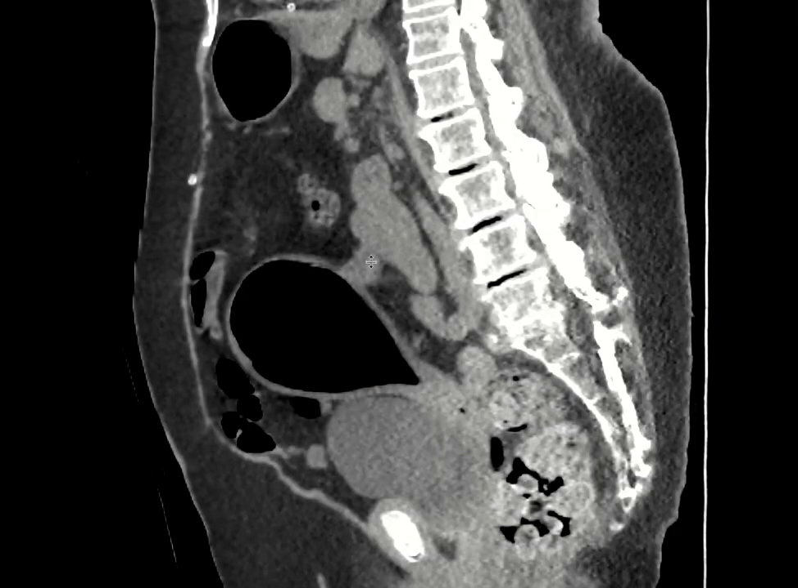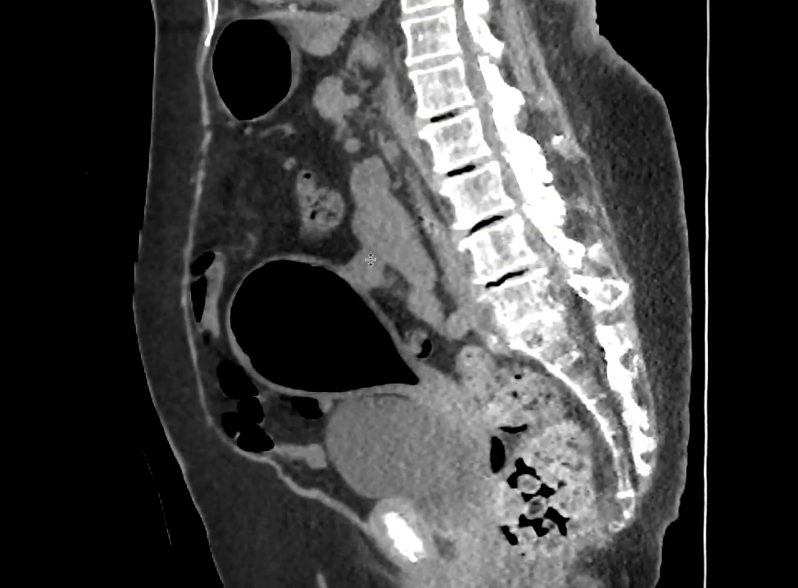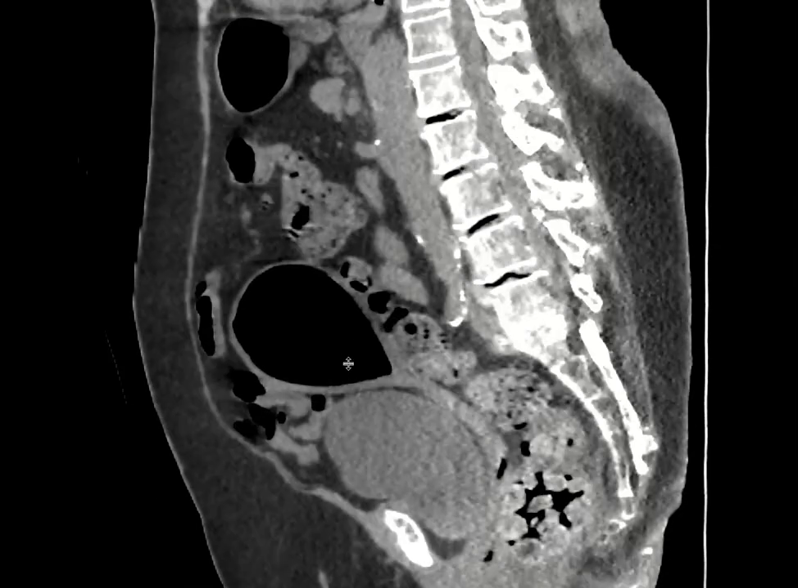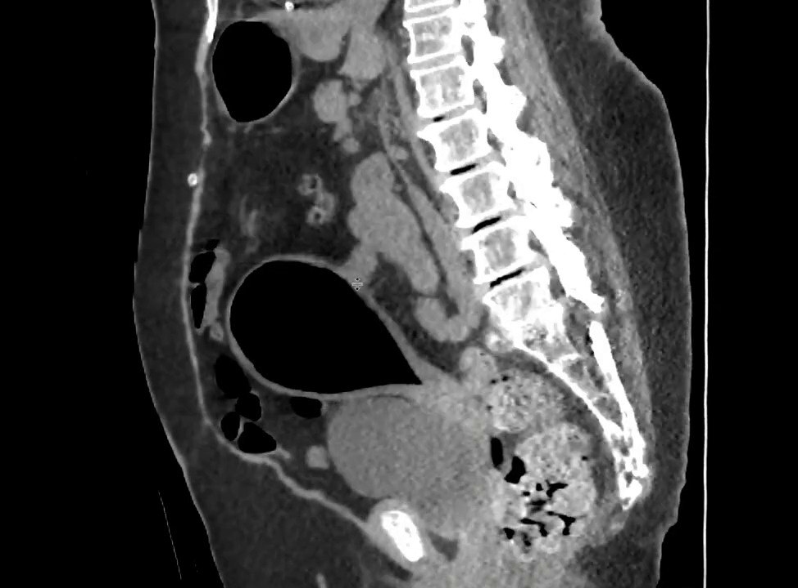Now, we can better see this on the sagittal image. I always find that the sagittal is a better way to be able to visualize the uterus. It looks more anatomic, and here you can see this large amount of air within here.